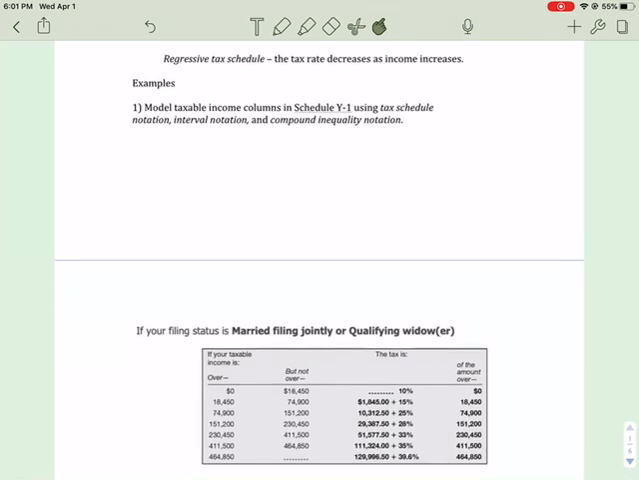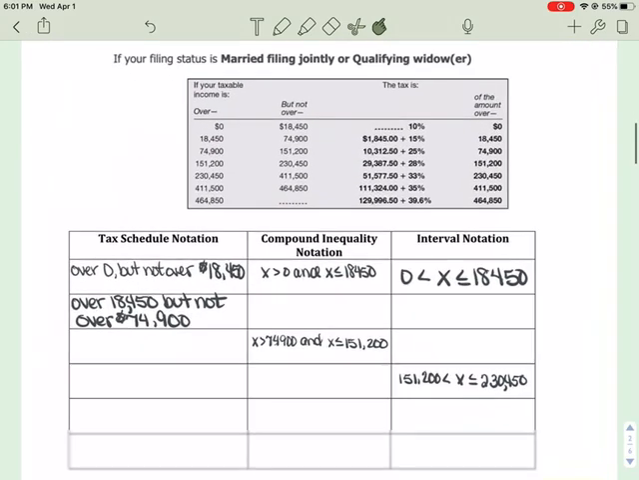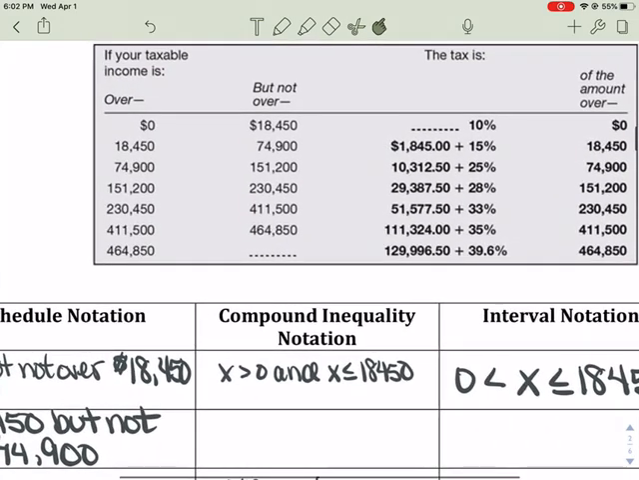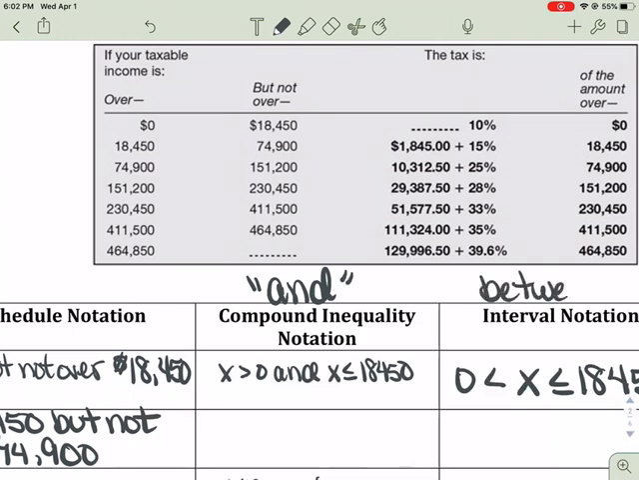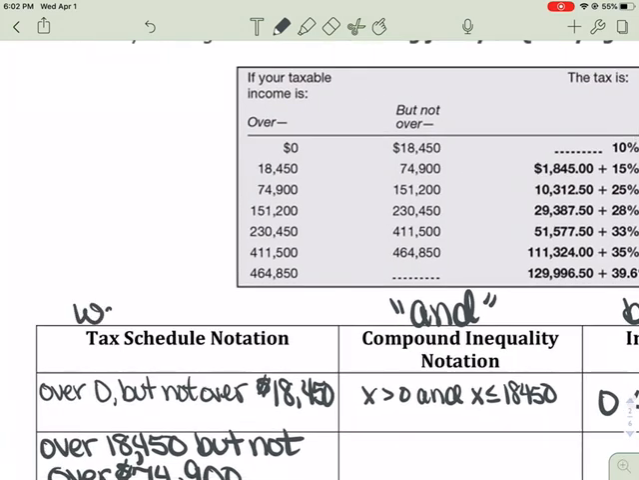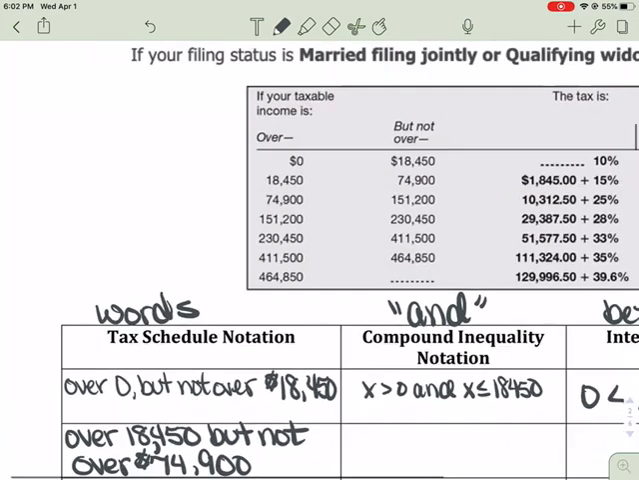We're going to model using tax schedule, interval notation, and compound equation. I already have some started for us. We did this a little bit yesterday with the inequalities, but now we're going to put it in all three different forms: the words, the compound inequality, and the interval. One of the things you have to remember is that compound is and. This is a between, which is the interval. That's when the X goes in between your two numbers. And the tax schedule is the words.